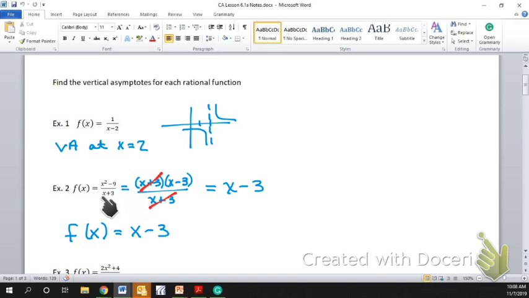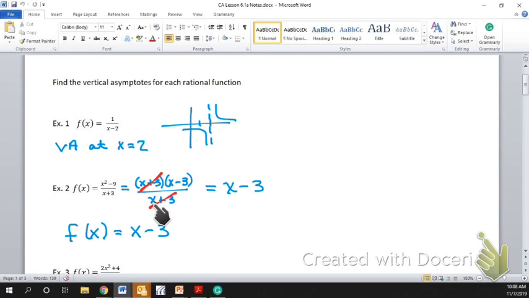So I had this crazy looking rational function to begin with, but when it all comes down to it and I factor and cancel, all I've got is a line. But I have one little problem. Initially, with this denominator, if I let x be negative 3, what happens to my initial denominator?